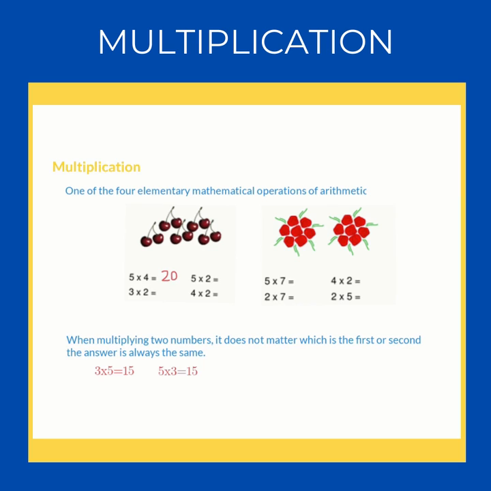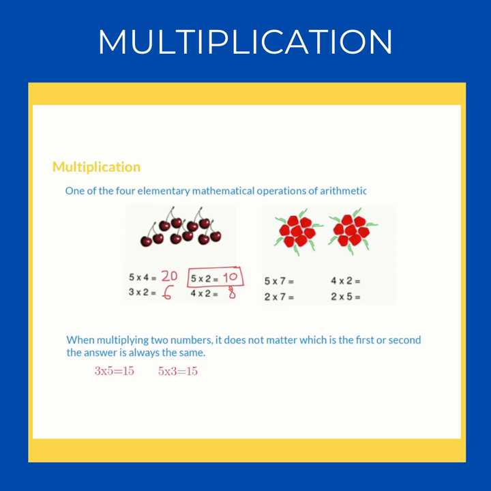Now, the second one is 3 times 2. Again, it's equivalent to adding 3 two times. So 3 plus 3 is 6. The third one is 5 times 2, and it's equivalent to adding 5 two times. So 5 plus 5, which is 10. And finally, 4 times 2 is like 4 plus 4, which is 8. So the third mathematical operation, which is 5 times 2, and that is equal to 10, represents the number of cherries in the picture.